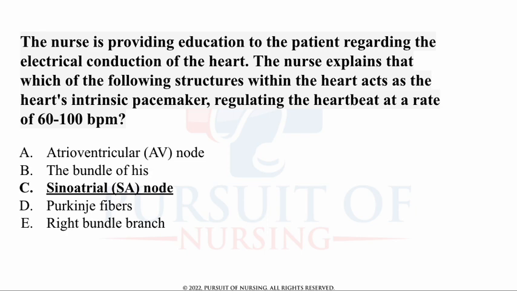Now, if the SA node fails, the AV node can sustain a heart rate of 40 to 60 beats per minute. Also, the Purkinje fibers, which are located at the bottom of the ventricles, can also sustain a heart rate of 20 to 40 beats per minute if the SA and AV nodes fail. But just know that the natural pacemaker of the heart is that SA node, and that maintains our regular heart rate of 60 to 100 beats per minute.